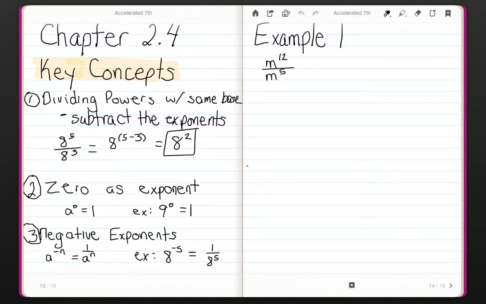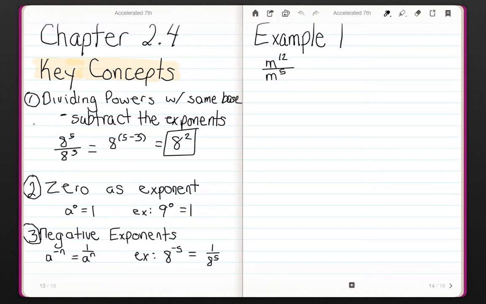Chapter 2.4, Exponents and Division. This lesson has three key concepts. They're listed here on the first page: dividing powers with the same base, having 0 as an exponent, and using negative exponents. Please take a moment to copy down the key concepts.